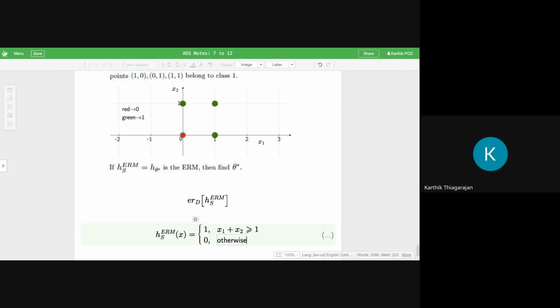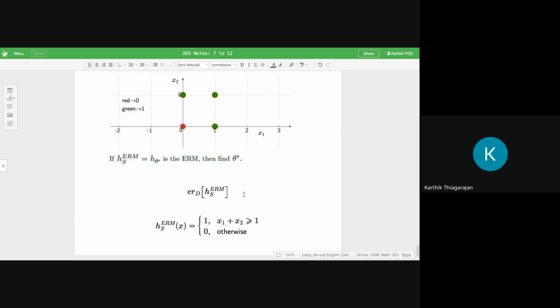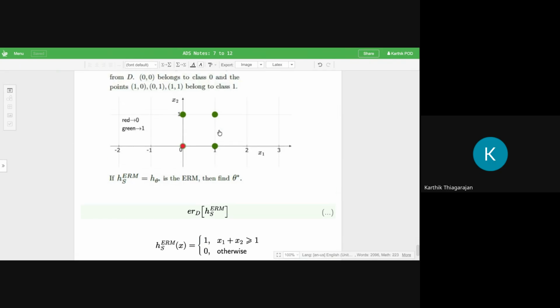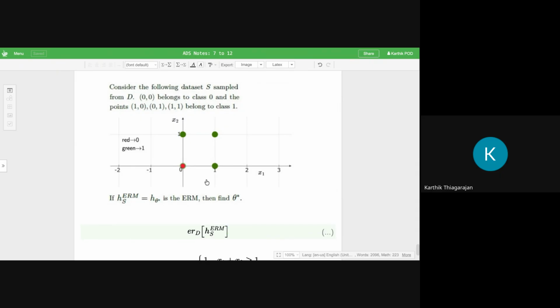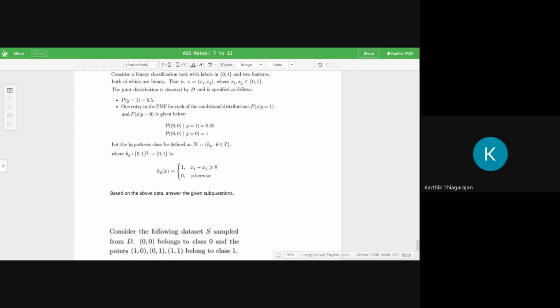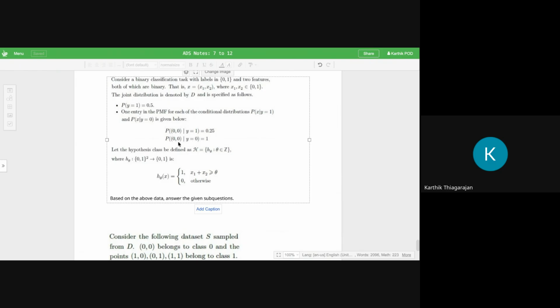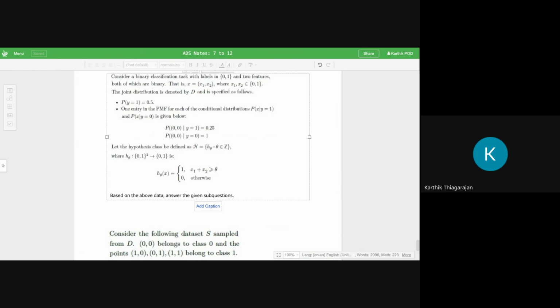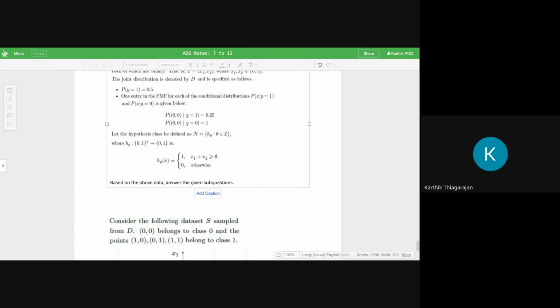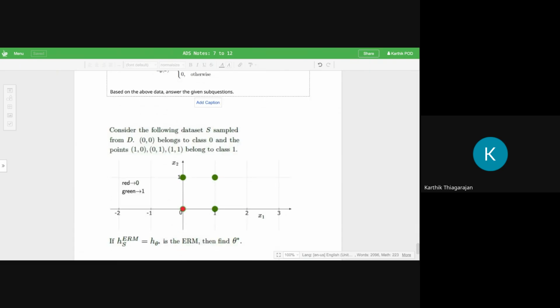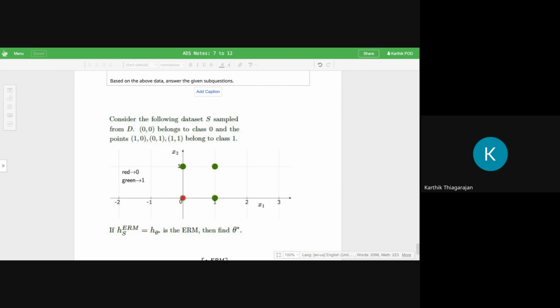So this is ERM. R_S of h_ERM is 0, as you said, and we want to find out R_D of h_ERM. The point here is the way we constructed this was, given the grid, given y equal to 0, the only point that can come up is 0 0, right? Is that clear from the probability that you see? Yes. Right. So the only red point that the distribution can generate is 0 0. It's deterministic.